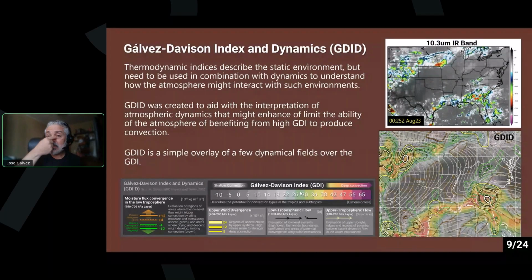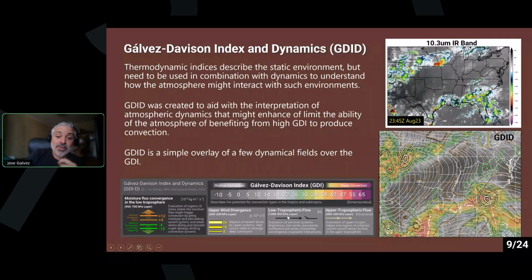And that's why we developed this algorithm, the Gálvez-Davison Index and Dynamics, the GDID. And this is just the GDI in the background. You can see the color shades of the GDI for this particular situation. And on top, I know there's a lot of information, but you have the low level winds. You can see here on the legend, 1,000 to 850 winds. Then also you have the upper winds. So this is the wind average between 400 and 200 hectopascals.